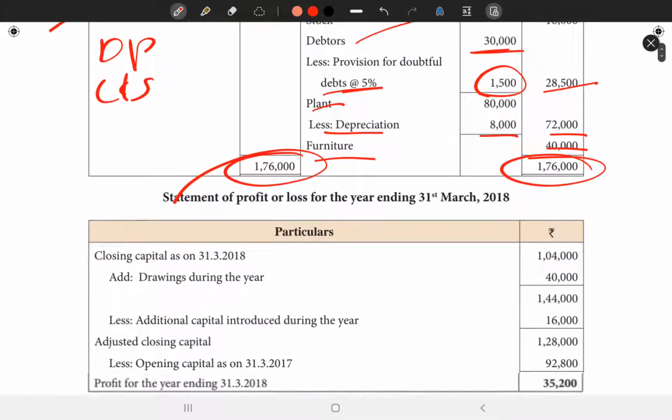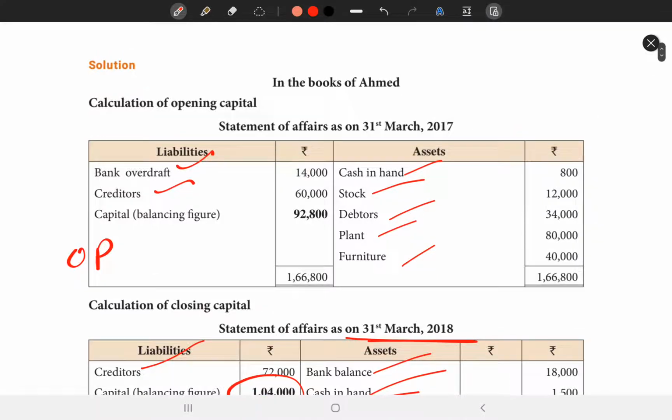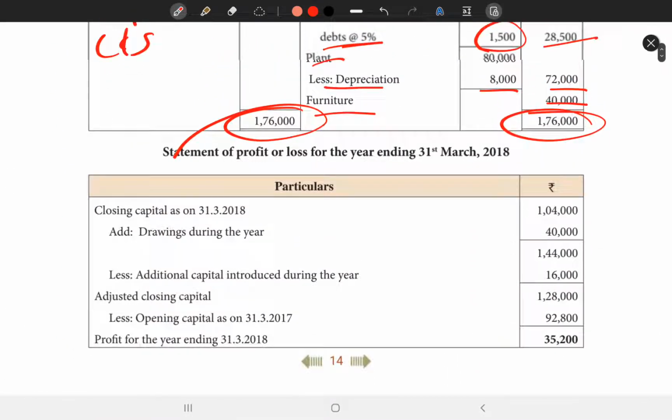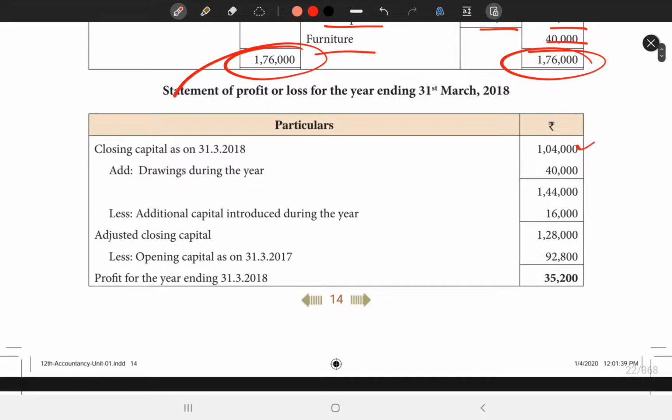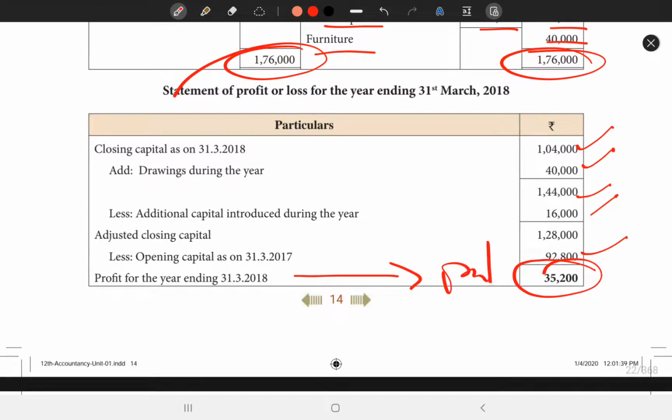Let's see, let's do that. Opening capital is 92,800, closing capital is 1,04,000. So closing capital is 1,04,000, drawings given in the above question are 40,000, less additional capital, minus opening capital, which gives you a positive amount, which is nothing but the profit during the year.